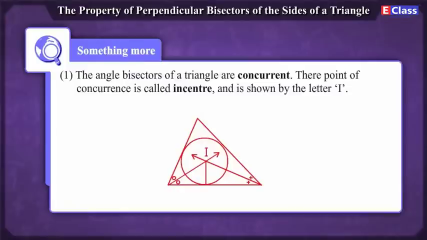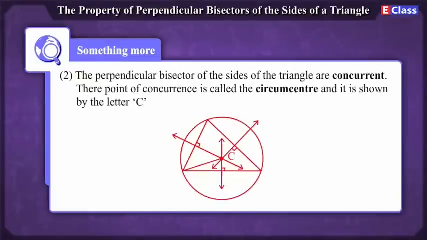1. The angle bisectors of a triangle are concurrent. Their point of concurrence is called the incenter and is shown by the letter I. 2. The perpendicular bisectors of the sides of the triangle are concurrent. Their point of concurrence is called the circumcenter and it is shown by the letter C.